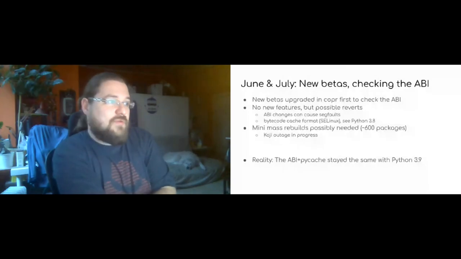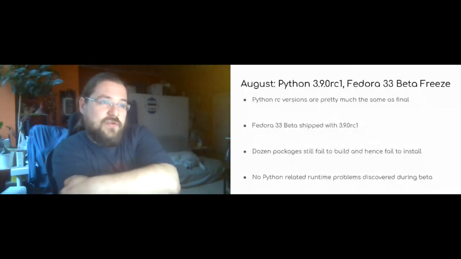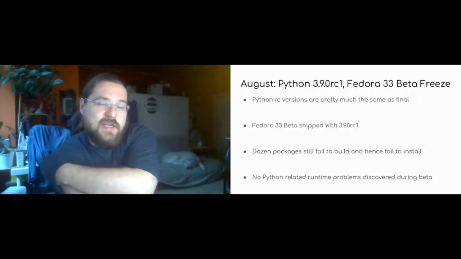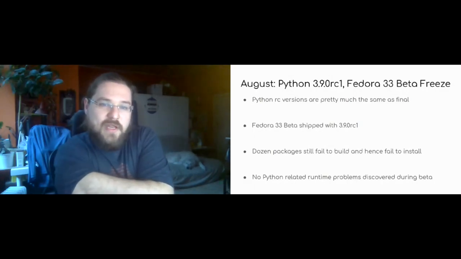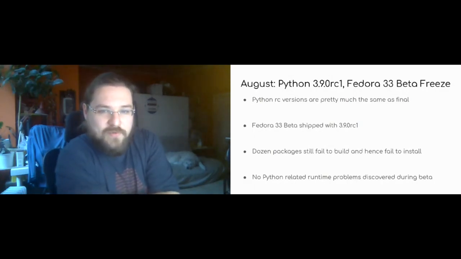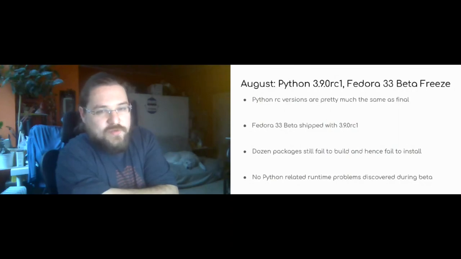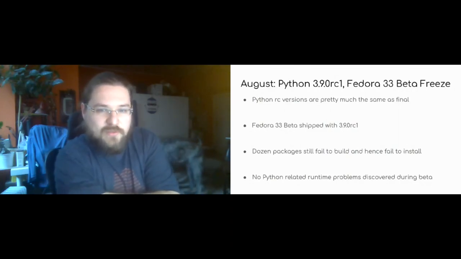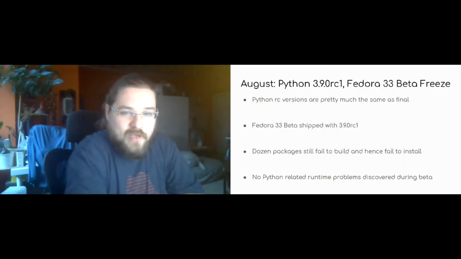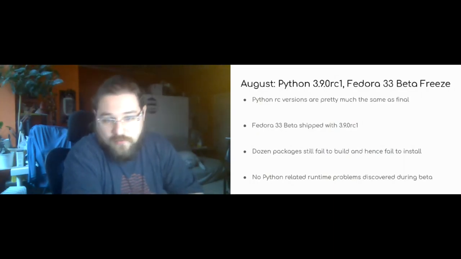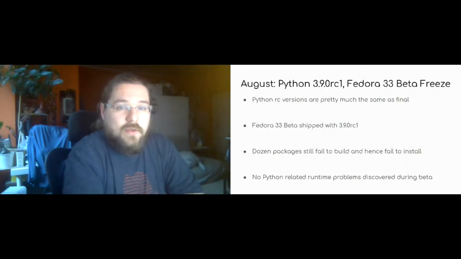A very important month was August. There was a Fedora 33 beta freeze and the first release candidate of Python. So we managed to ship Fedora 33 beta with the first release candidate. And there was only a dozen packages that failed to build. There was no problem whatsoever related to Python discovered during beta, so everything worked quite fine.